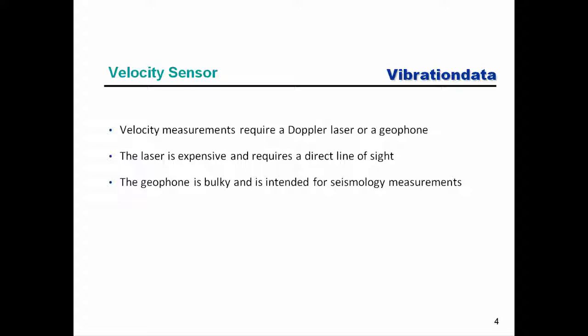One way is using a Doppler laser. Another way is using a geophone. Well, the laser is a very elegant way to measure vibration velocity, but it's expensive and it requires a direct line of sight. So if we have an avionics component with several circuit boards, then hopefully we could take the lid off the box, but then we can only point the laser at the topmost circuit board, for example. Let's see what else. So the geophone, this is used in oil exploration and seismology, and it's rather bulky.